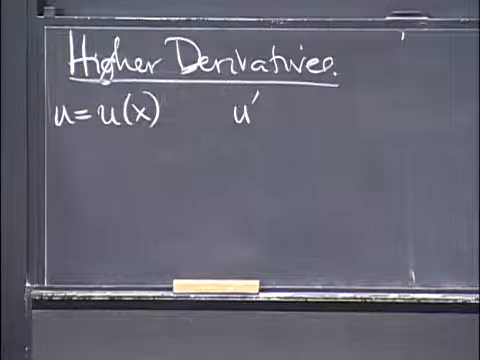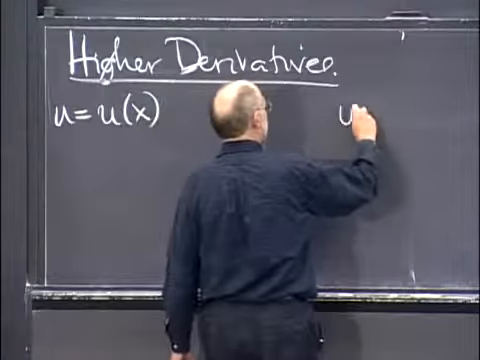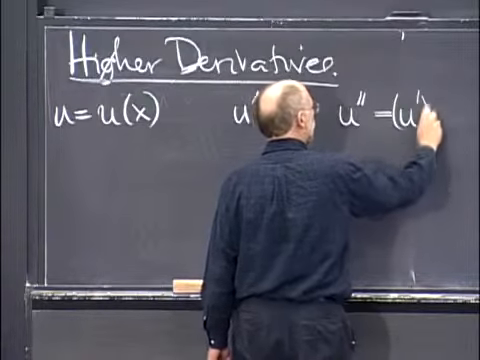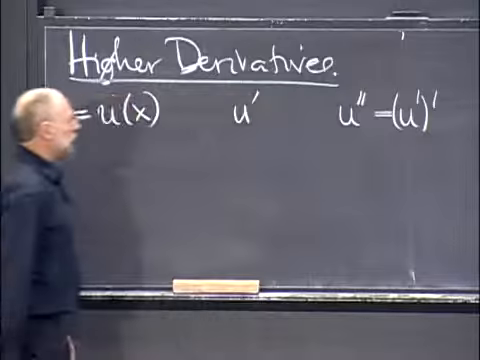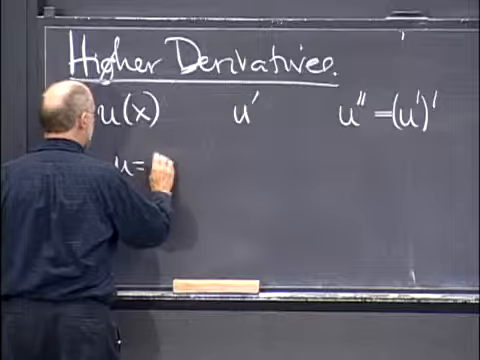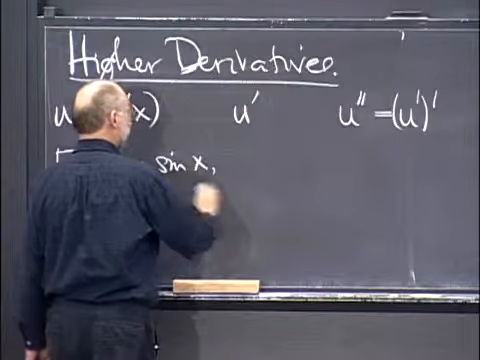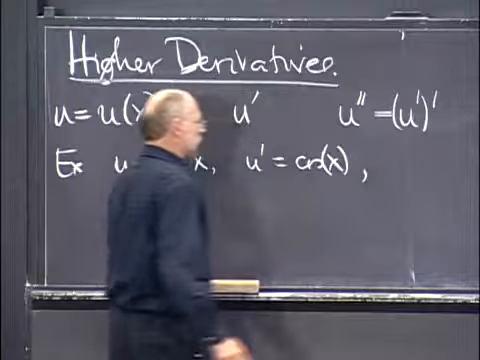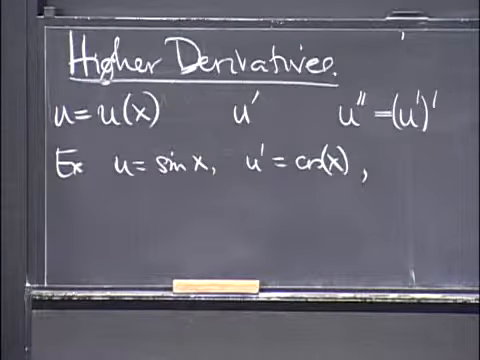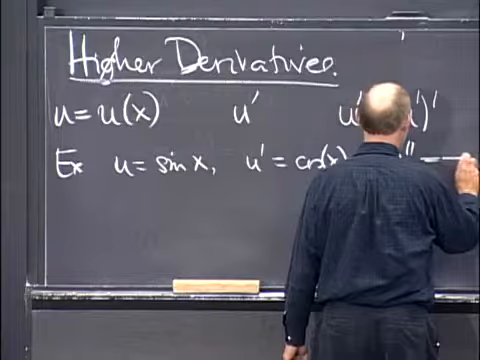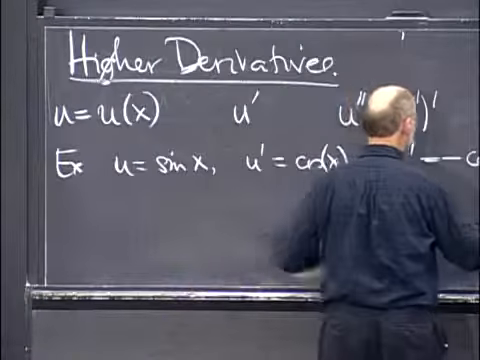A new function, so I can differentiate it again. And the notation for differentiating it again is u prime prime. So u prime prime is just u prime differentiated again. For example, if u is the sine of x, then u prime is the cosine of x. Has Professor Jerison talked about what the derivative of cosine is? What is it? Okay, so u prime prime is minus the sine of x.